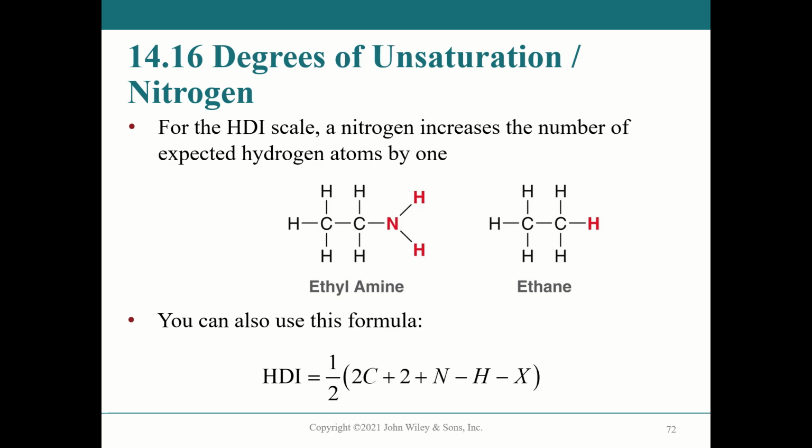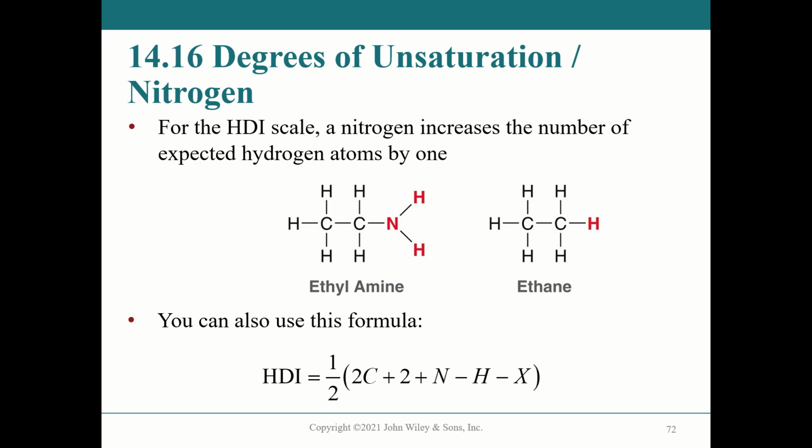Now, 2 times the number of carbon would be 4. 4 plus 2 would be 6. Adding 1 from the nitrogen now gets us to 7. Minusing the number of hydrogen in ethylamine, we have 1, 2, 3, 4, 5, 6, 7. We have no halogens, so that ends up being 0. 0 divided by 2 is 0 degrees of unsaturation. So we should not see any pi bonds, and we should not see any rings in our molecule.